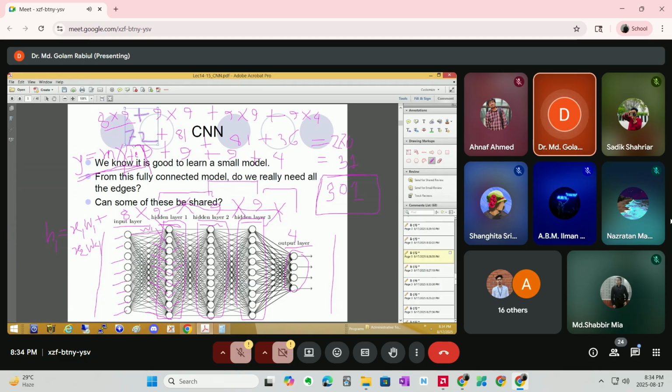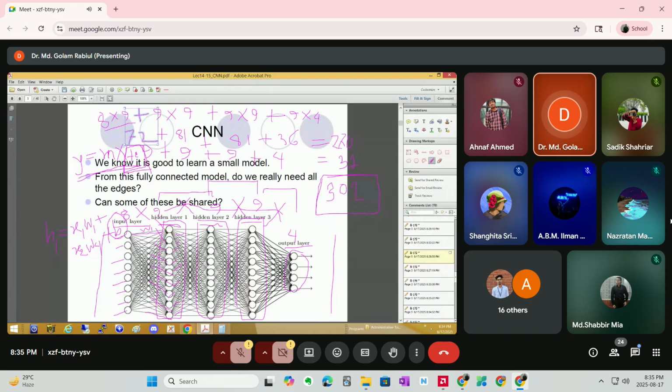We need to consider this plus c, okay? So that's why we have to add the plus b here. This is the bias, so this is called the bias. That's why each and every linear equation must include a bias, that is the b, to complete the linear equation.